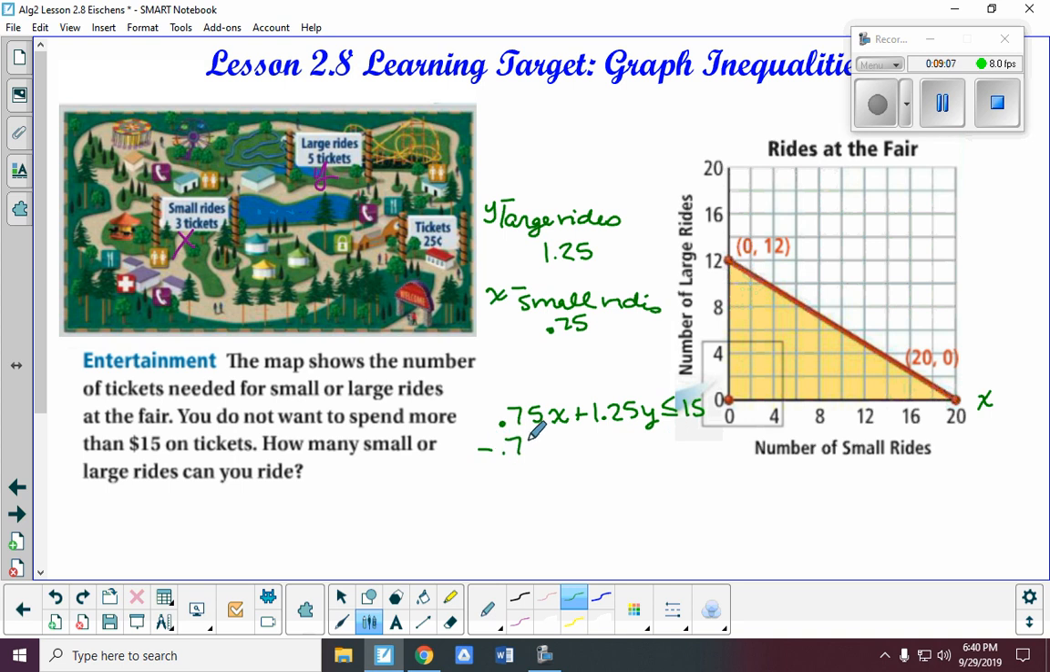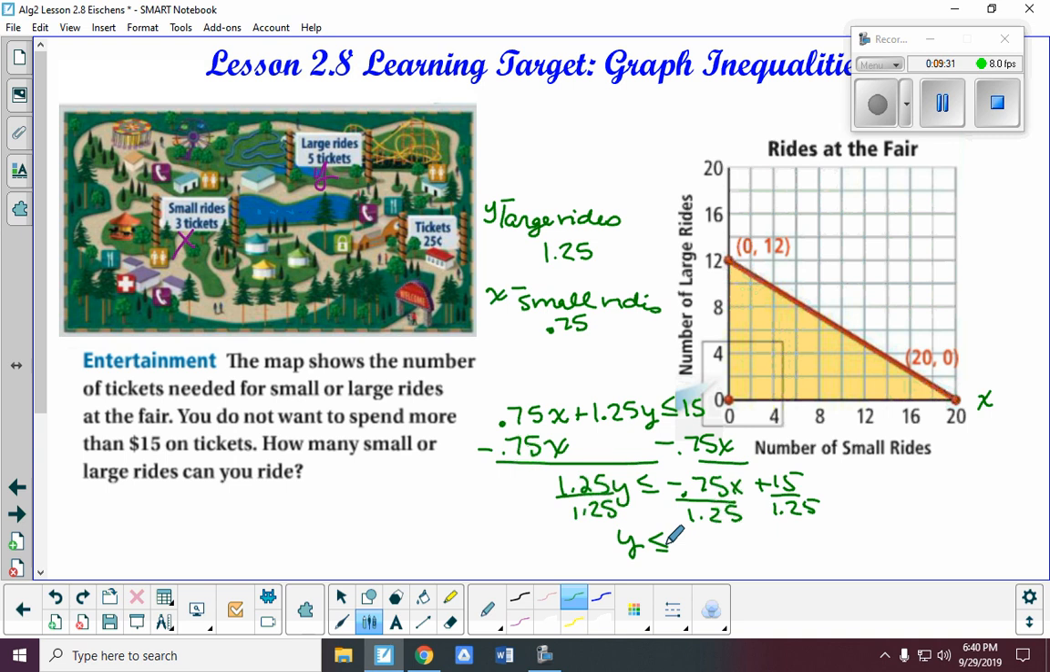So we would subtract 0.75x from both sides. So you have 1.25y is less than or equal to negative 0.75x plus 15. And then we divide every term by 1.25 to simplify that. So y then is less than or equal to 0.75 divided by 1.25. It would be 0.6x, and that's a negative because a negative is divided by a positive. And then 15 divided by 1.25 is 12. So the y-intercept's at 12, and the slope is 6/10. So we're going down 6 over 10. So the line is graphed here.